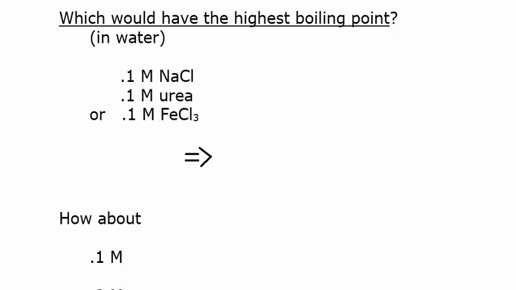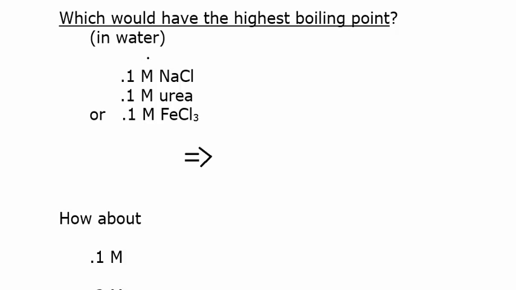So look at this problem: which would have the highest boiling point in water, because in water the electrolytes will separate. 0.1 molar sodium chloride, 0.1 molar urea, or 0.1 molar iron(III) chloride. And the way you think about this is the highest boiling point. Now, when you add solutes to water, the boiling point is elevated, so it gets higher. So the highest boiling point will be the one that has the largest elevation, which means the one with the highest i, as long as they are the same concentration.